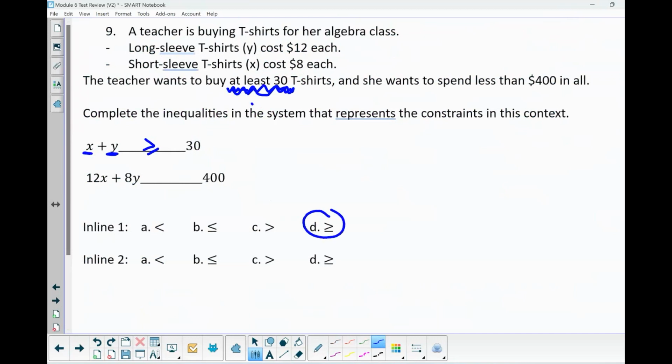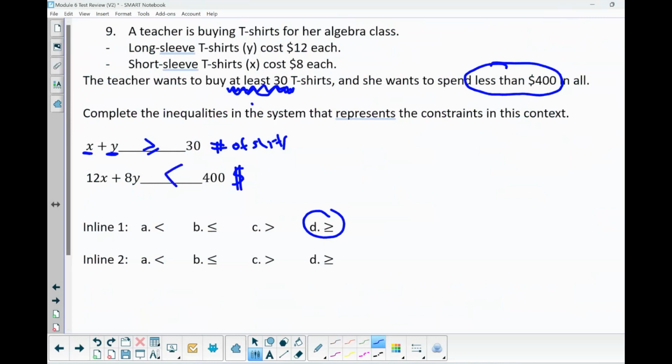Now my second one, we're talking about our money. So here we're talking about the number of shirts. In our next one, we're talking about the money. Now in this case, it says $12 per long sleeve plus $8 per short sleeve should be what than 400? Well, it says less than 400. So I know I should have my less than sign.